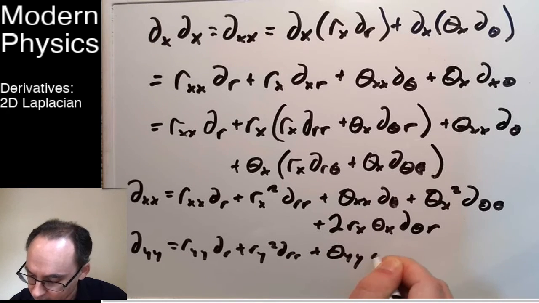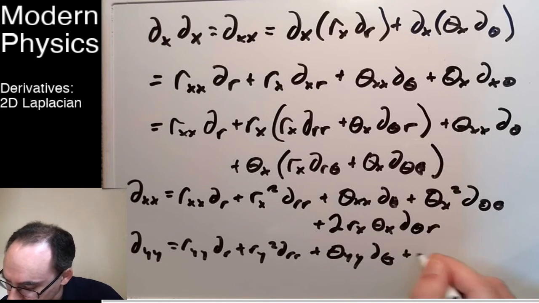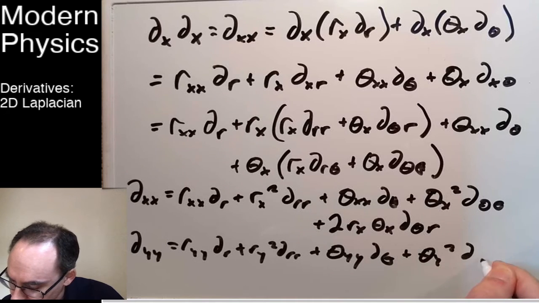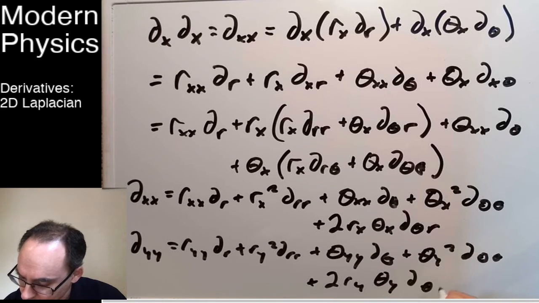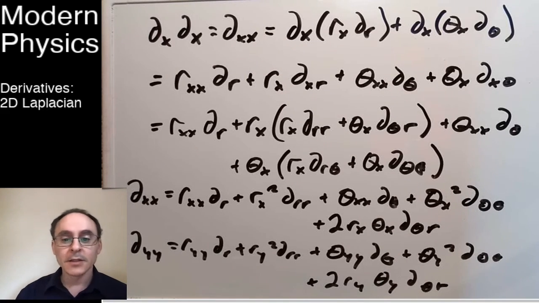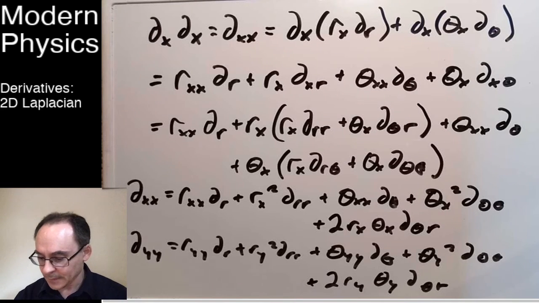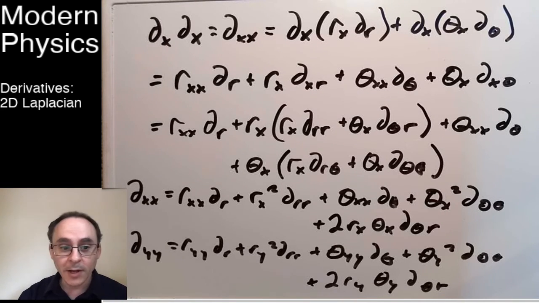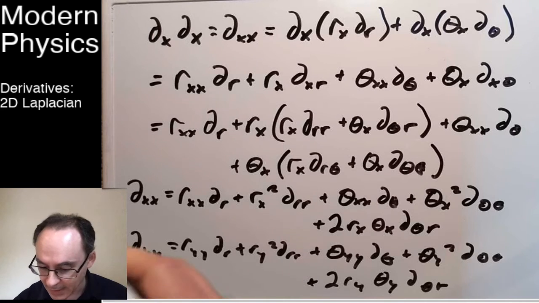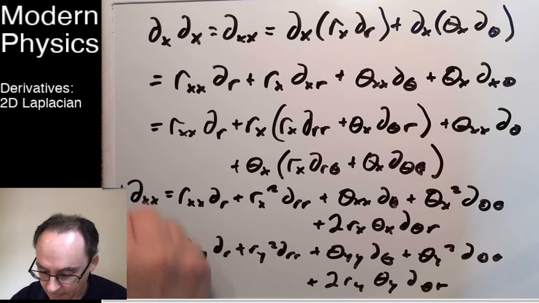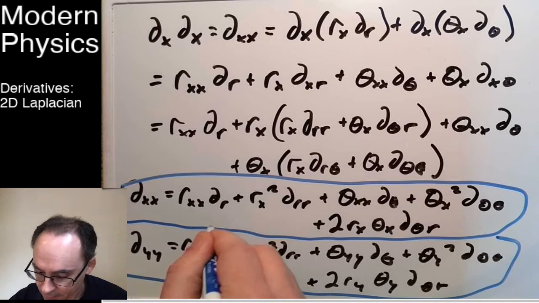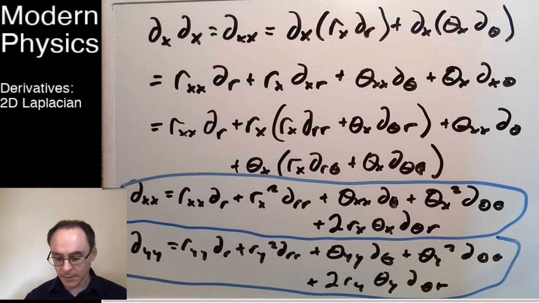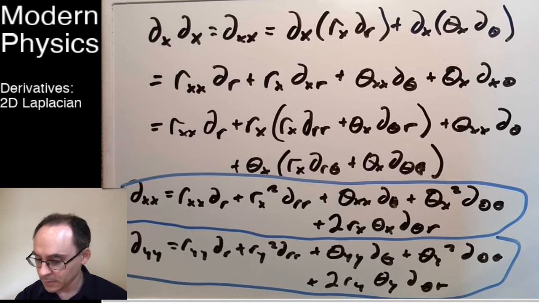Theta y partial theta plus 2r y theta y partial theta r. So I saved myself a little trouble there. Finally, what I want to do is take these two and just add them together, this one and this one, because that gives me what I want.